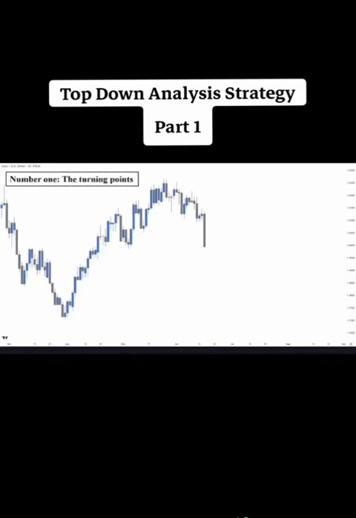Number 1. The turning points. Turning points are the areas that have reversed the market trend previously. The market sees these areas as overvalued or oversold, and there is a higher chance for the price to react to these levels when it reaches them again.